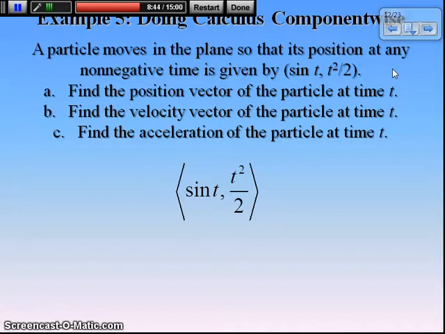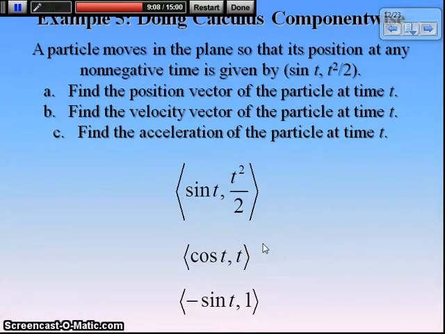Now to find the velocity, I just remember from weeks past, the velocity is simply the derivative of position. So I take the derivative of sine, I take the derivative of t squared over 2, and I get cosine t and t, and that is the velocity vector. And then I remember that acceleration is also the derivative of velocity, so I'll take the derivative of cosine, and I'll take the derivative of t, and I have negative sine t. So here, ladies and gentlemen, is position, there's velocity, there's acceleration. When we're dealing with vectors, we follow many of the same rules of derivatives.